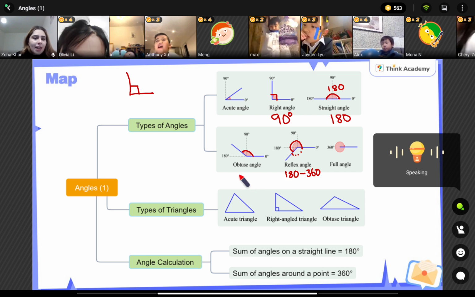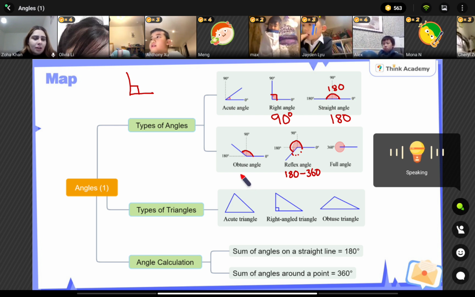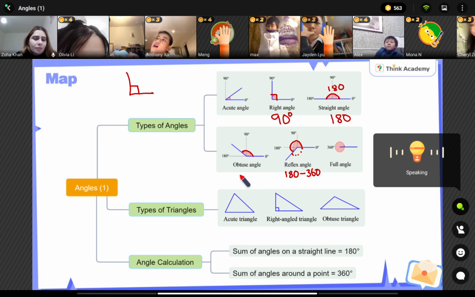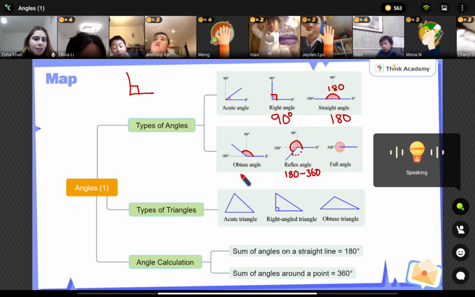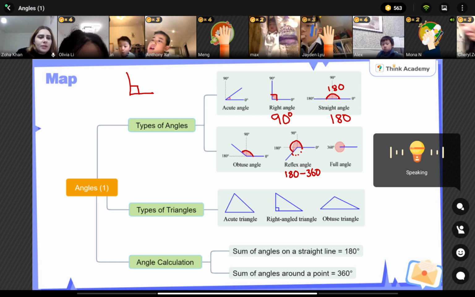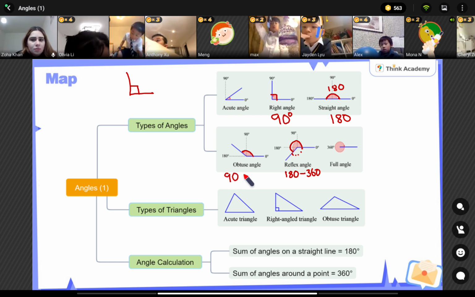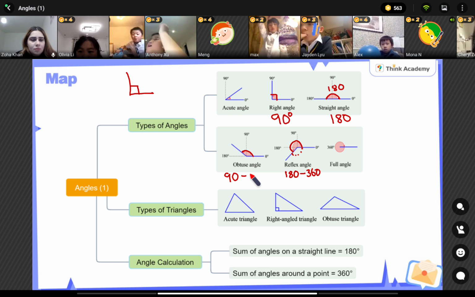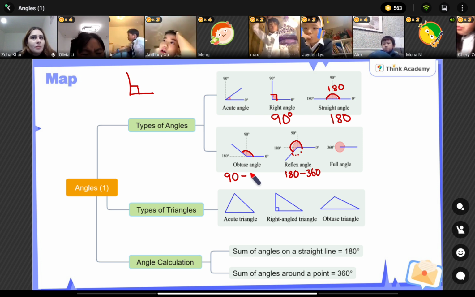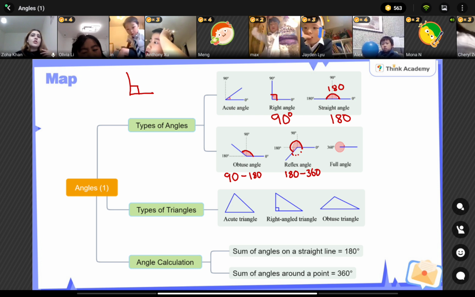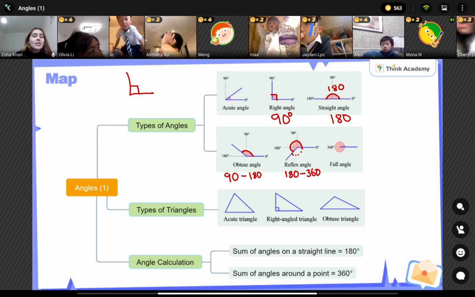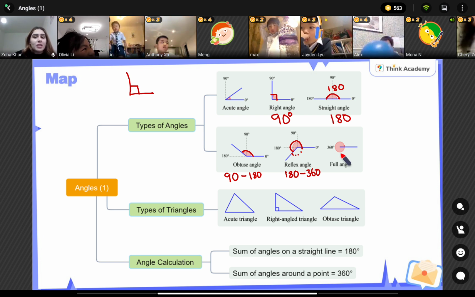So an obtuse angle. Can someone tell me what an obtuse angle is, please? Okay, let's have a look. We'll have Mona. Mona, what's an obtuse angle? An obtuse angle is larger than 90 degrees, which is a right angle, but less than 180 degrees, which is a reflex angle. Good. So we know that an obtuse angle is bigger than 90 degrees, which is our right angle, but it's less than 180 degrees, which is the straight line.